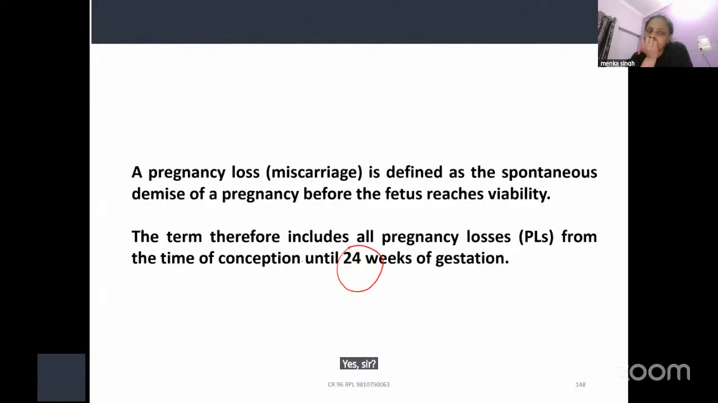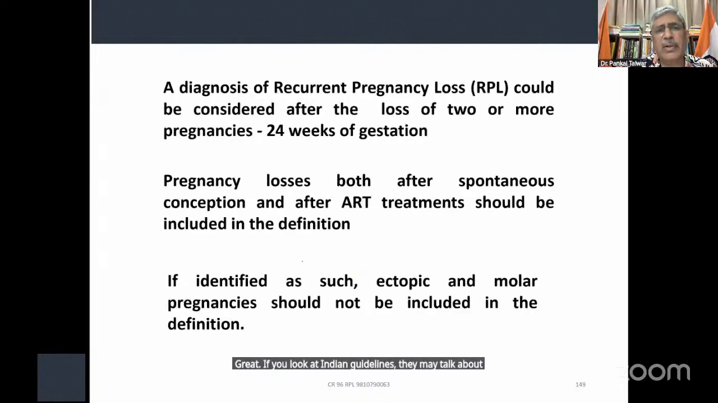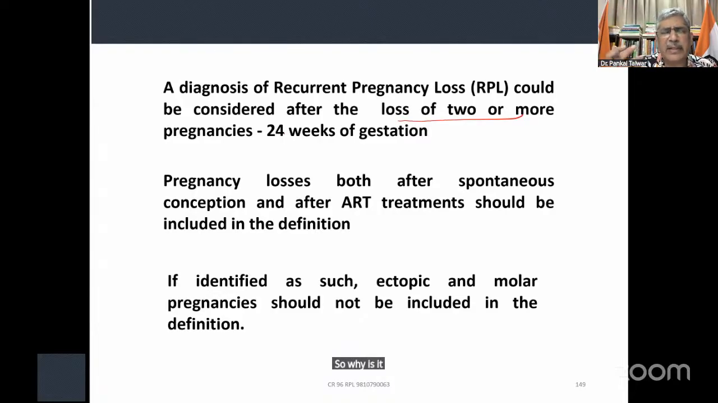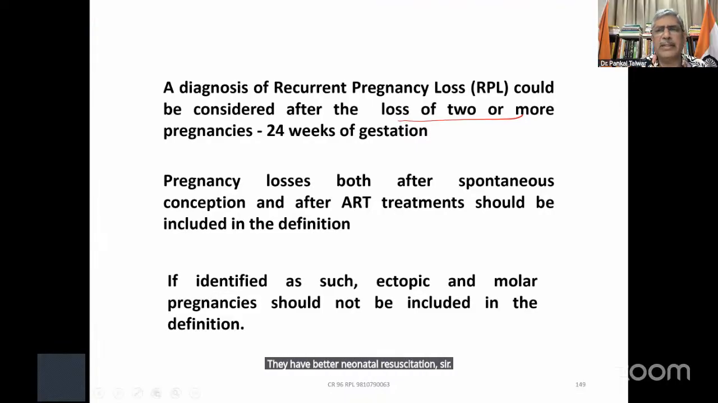Yes, sir. Great. So when you look at Indian guidelines, they may talk about 20 weeks, because the RPL, they say, could be considered after loss of 2 or more pregnancies, 24 weeks of gestation. So why is it 24 there and 20 here? Or why the age gap we consider? They have better neonatal resuscitation, sir. Excellent. Who said that?